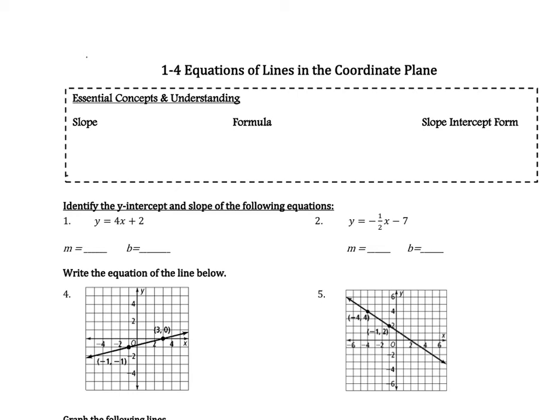Okay guys, so today we are looking at 1-4, equations of lines in the coordinate plane. Very first thing, some essential concepts and understanding. The formula for a line, I'm sure we all know, is y equals mx plus b. Slope would be our m, and the y-intercept is b.